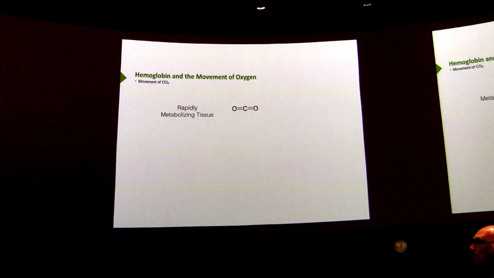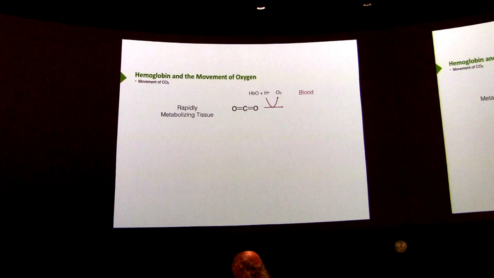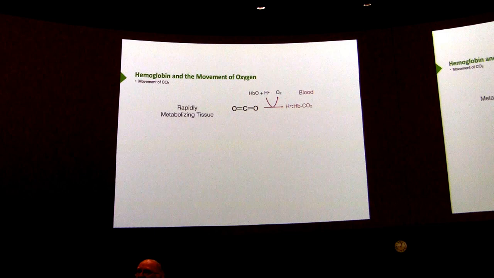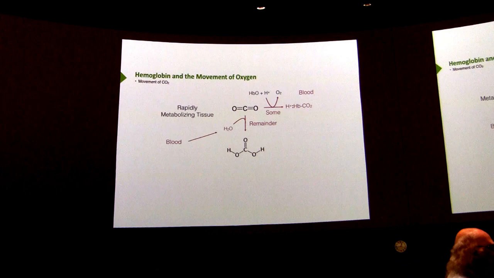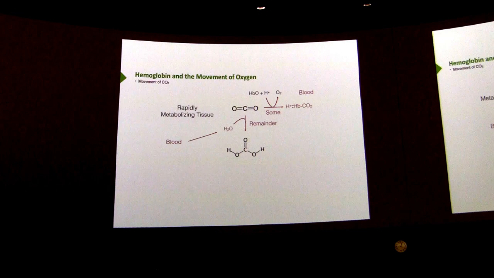Okay. Well, let's look at what happens to a CO2 molecule released by a rapidly metabolizing cell. There's really two fates it has. One, it can get put into the bloodstream, okay? And when it goes into the bloodstream, it binds to heme in hemoglobin and forms a complex like what you see here. That's some of it. The remainder gets dissolved in the aqueous part of the blood. The water of the blood dissolves it.